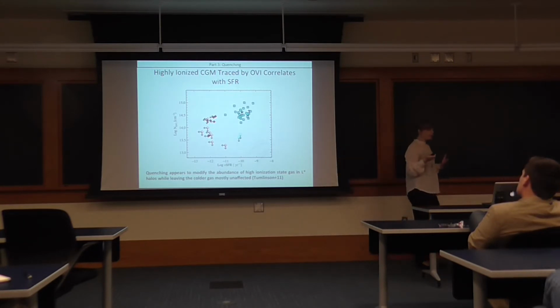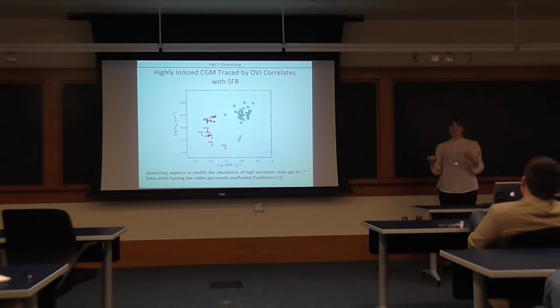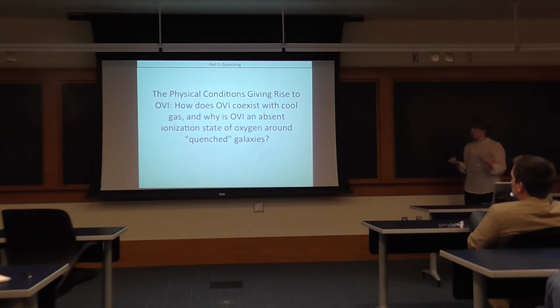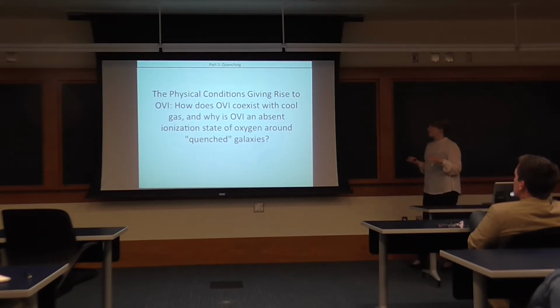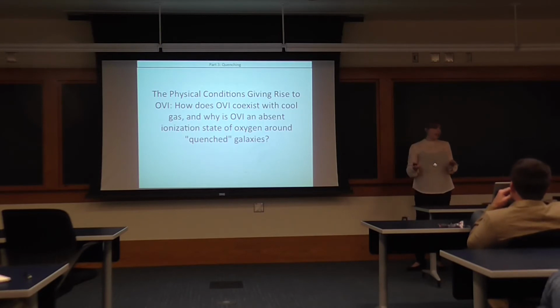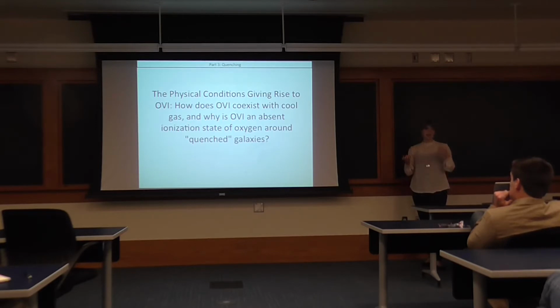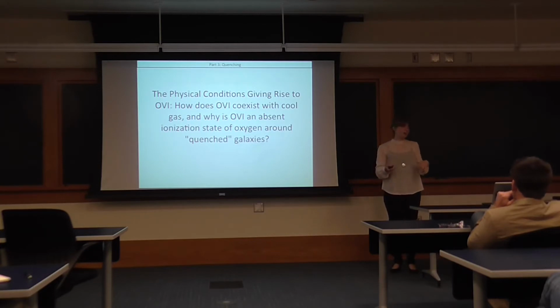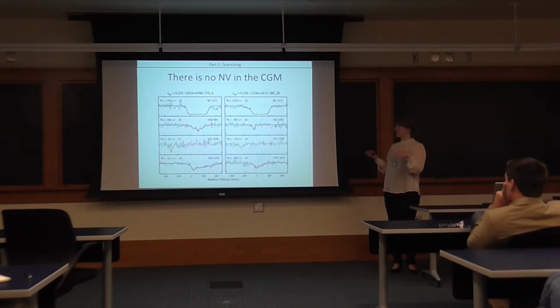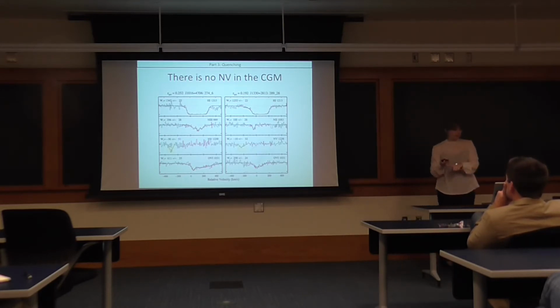And so we've been talking a little bit about oxygen-6 and how it might be different from these lower ionization state lines that we're looking at. One of the questions that I've been exploring, and this is brand new work, are the physical conditions that give rise to oxygen-6. How does it coexist with cool gas, and why is it absent around quenched galaxies? One of the clues to answering this question lies, I think, in nitrogen-5, and the fact that we never see it, not around star-forming galaxies, not around quiescent galaxies. It's a strong transition. We see nitrogen-2 and nitrogen-3 in the cool photoionized phase, but we never see nitrogen-5.